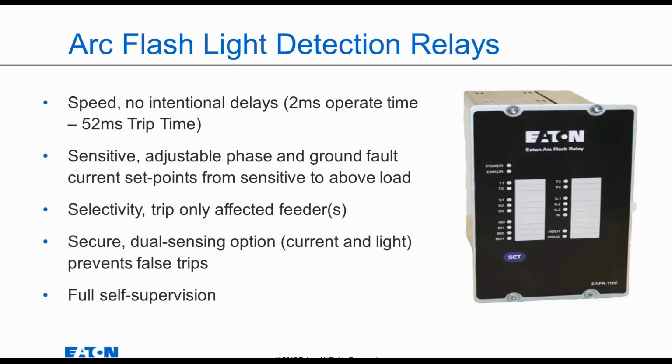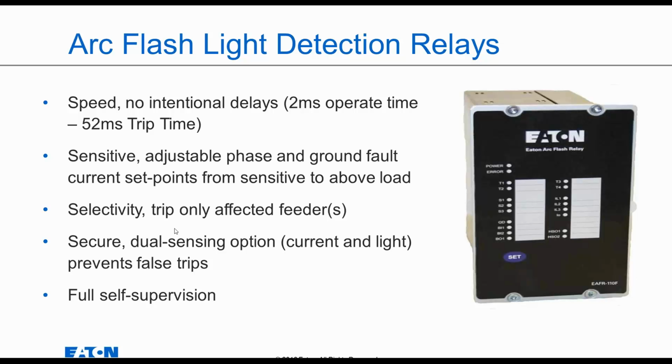Arc flash light detection relays are now becoming very popular. This is where you have a device that will detect the light output of an arc flash, and then it can couple that with phase and ground fault currents to say, I see a high ground fault current or a phase current, and I see light, then I will send out a trip signal. So there are also devices that only detect light.